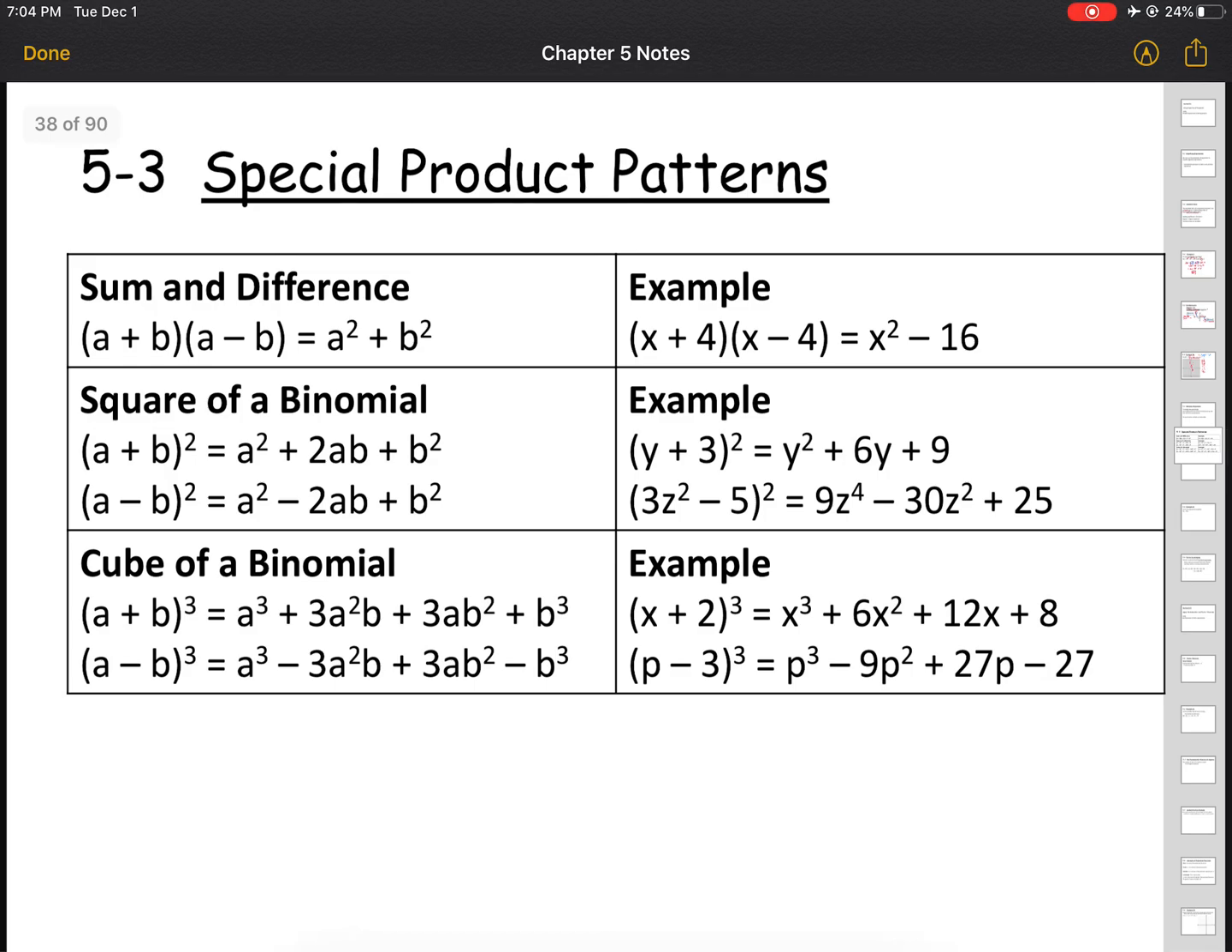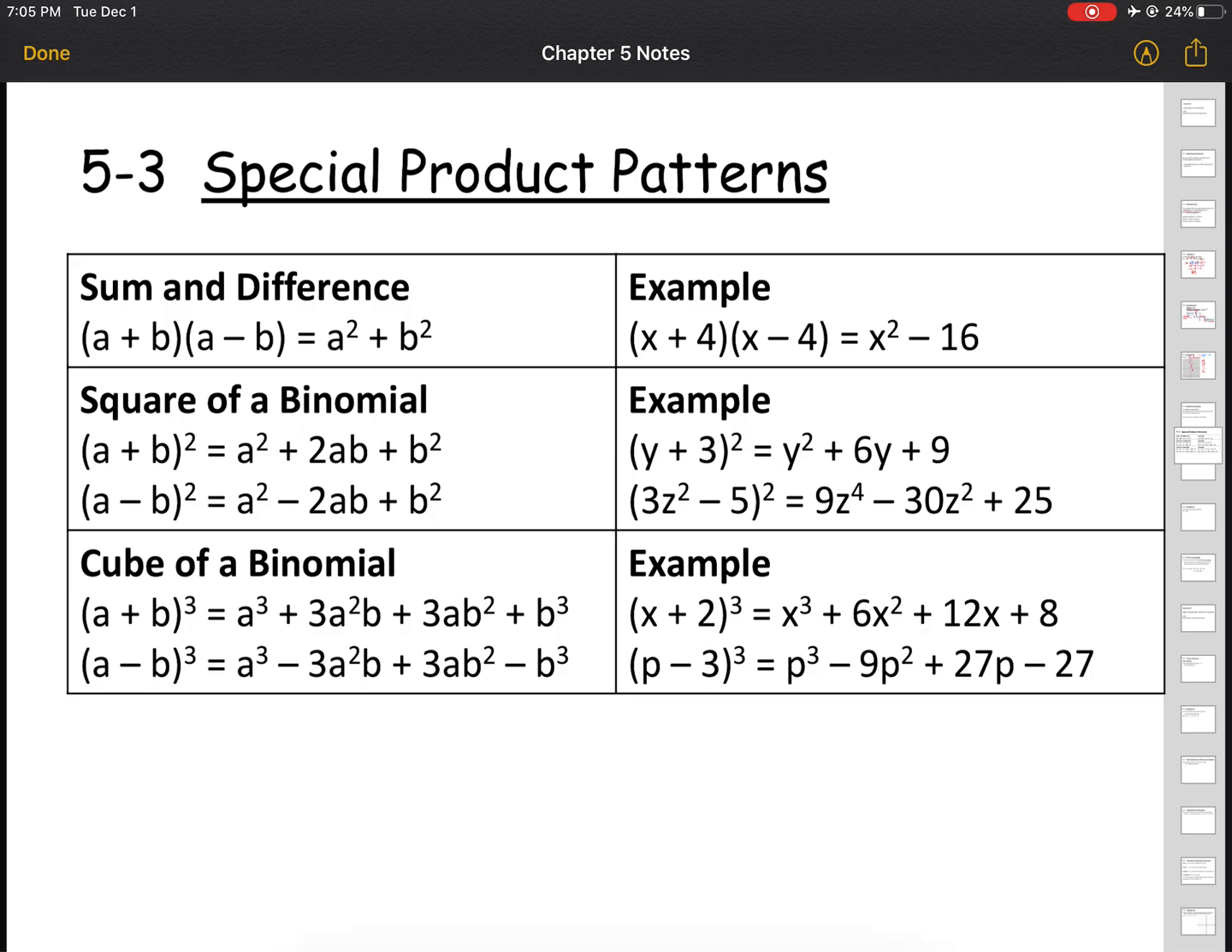When we multiply different kinds of polynomials or binomials, okay, we have some special product patterns. So a sum and a difference, if we FOIL those, that just becomes the first term squared minus the second number squared. So for example, if I multiply x plus 4 times x minus 4, that'll be x squared minus 16 after I FOIL that out.